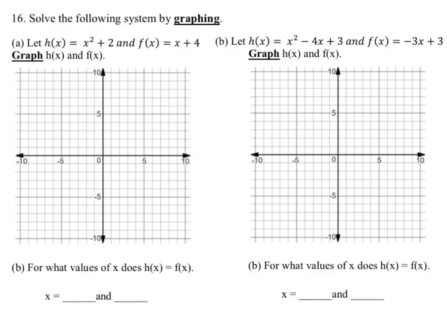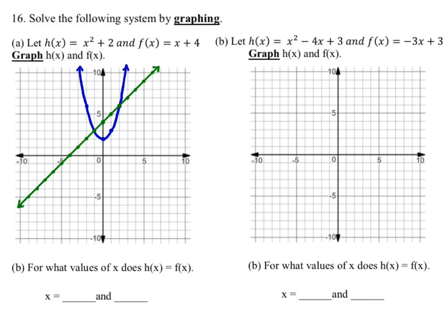For number 16, it says solve these graphically. So this one's actually pretty easy. It says let h of x equal x squared plus 2 and f of x equal x plus 4. So we need to graph this. Well, we notice that we have a y-intercept of 2, and this is just a parabola that's shifted up 2, and then we follow our slope pattern of 1, 3, 5. For the x plus 4, that's a line, so we're going to go up 4, that's my y-intercept, and a slope of 1, so up 1 over 1, up 1 over 1, and so on.